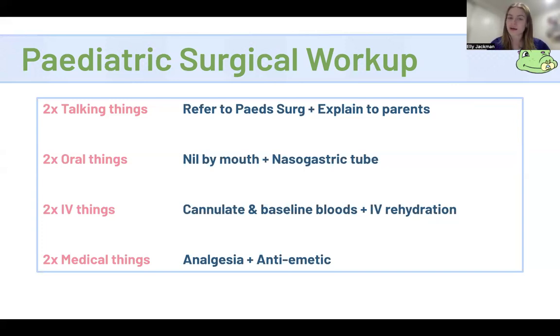You make the child nil by mouth and insert an NG tube if needed. Ensure you've cannulated and gotten baseline bloods. There's IV rehydration, and prescribe an analgesia and antiemetic as well.